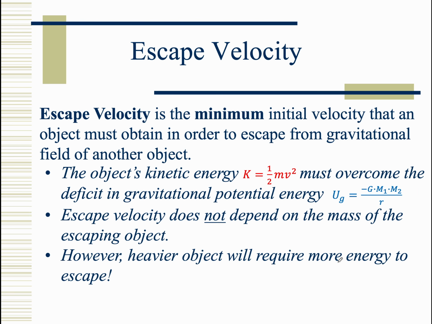So what's the escape velocity? Escape velocity is the minimum initial velocity that an object must obtain in order to escape from the gravitational field of another object. The object's kinetic energy must overcome the deficit in gravitational potential energy, the equation we had before. Escape velocity does not depend on the mass of the object. However, heavier objects will require more energy to escape.